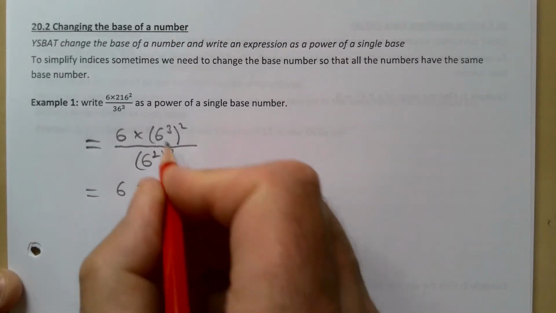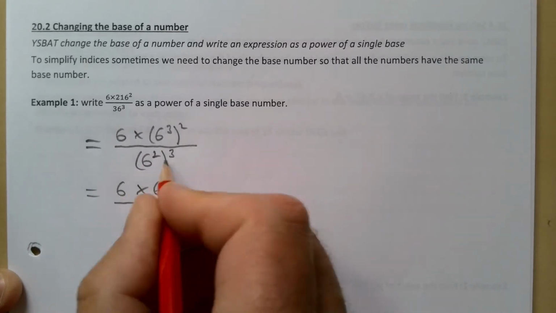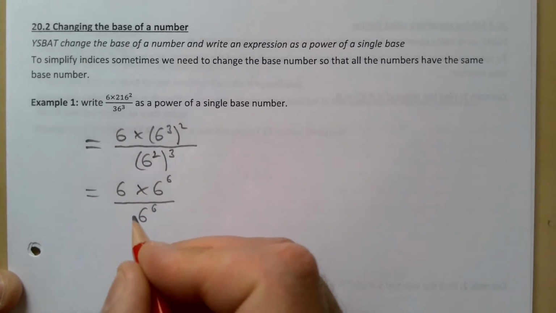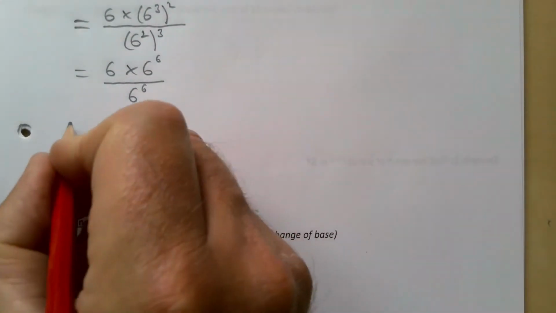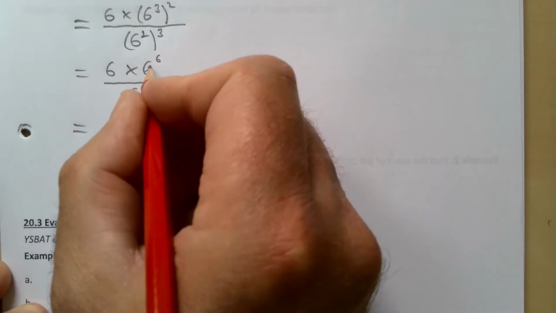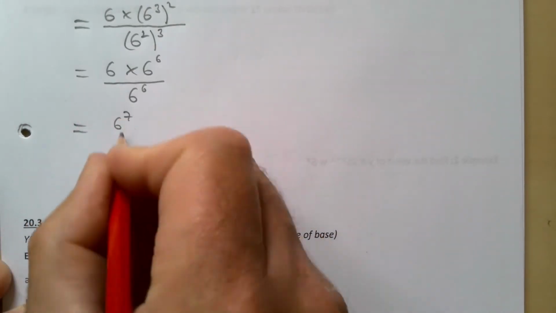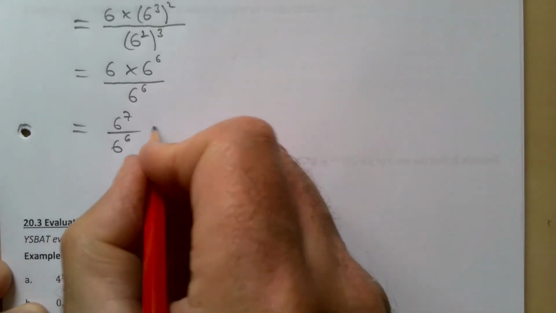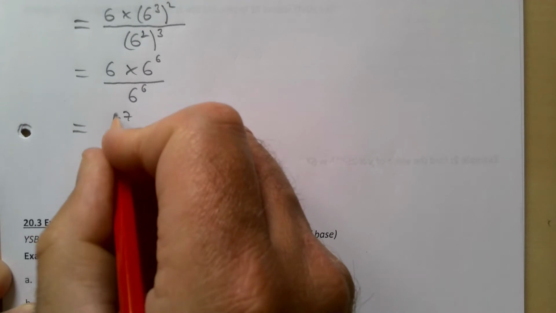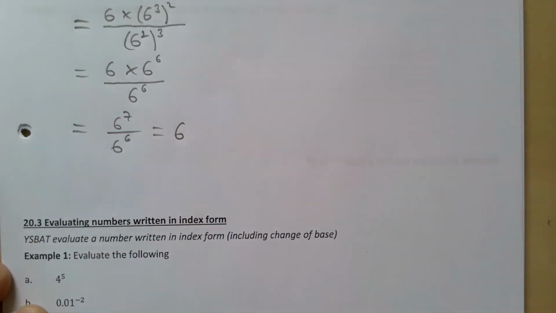6 times, what are our rules of indices here? That's 6 to the power of 6 divided by 6 to the power of 6. Some people might be able to see the answer from here straight away, but if not, we'll keep going. 6 times 6 to the power of 6, that's 6 to the 1 effectively, so that's 6 to the power of 7 divided by 6 to the power of 6. If we're dividing two things with the same base, we subtract the powers, so that just gives us 6 to the power of 1, or 6.